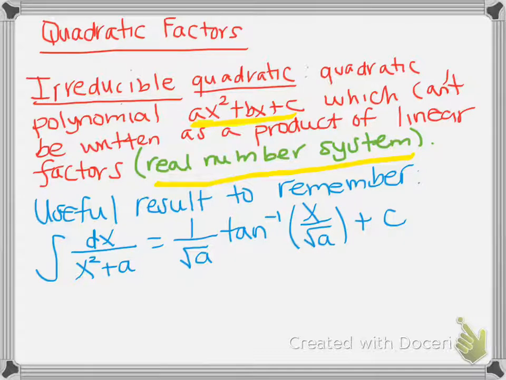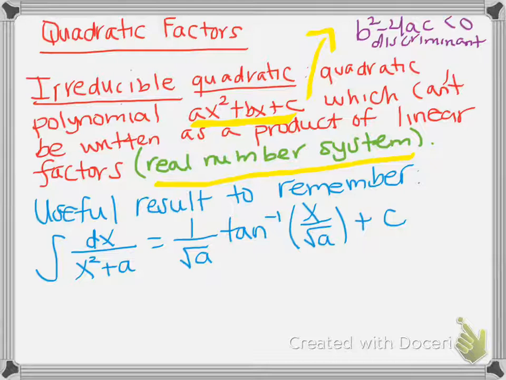So if you recall the quadratic formula, and I may have talked about this already, b squared minus 4ac is called the discriminant. And if that's less than 0, then you know you have no real solutions, because that means what's under your square root is negative.